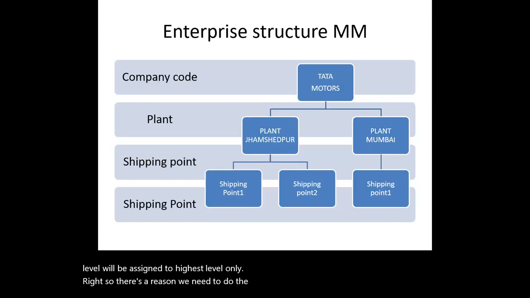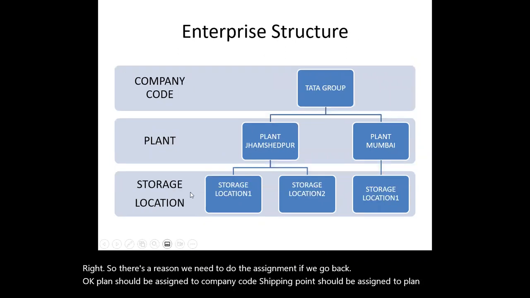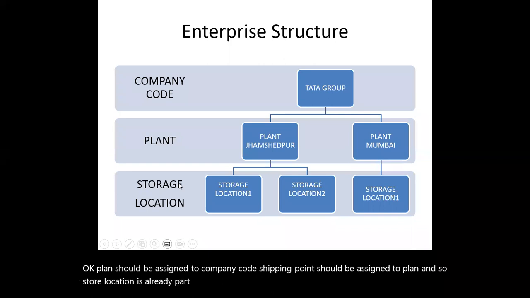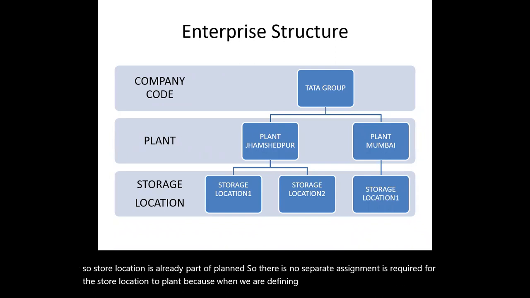If we go back, plant should be assigned to company code, and shipping point should be assigned to plant. Storage location is already part of plant, so no separate assignment is required for the storage location to plant, because when you are defining it, we define it under the plant. There is no separate assignment required.